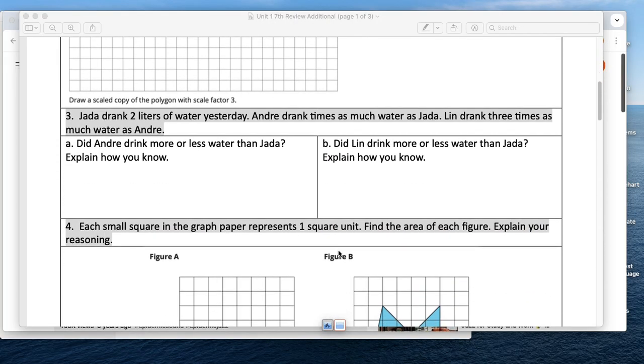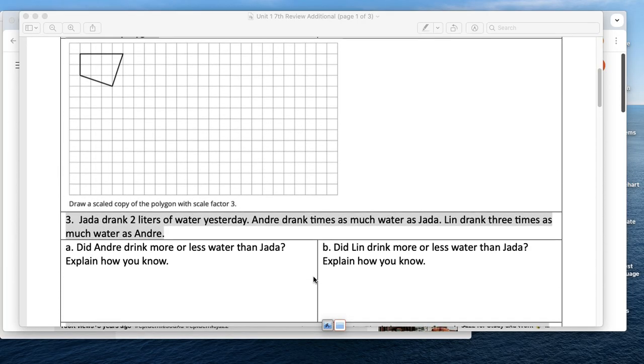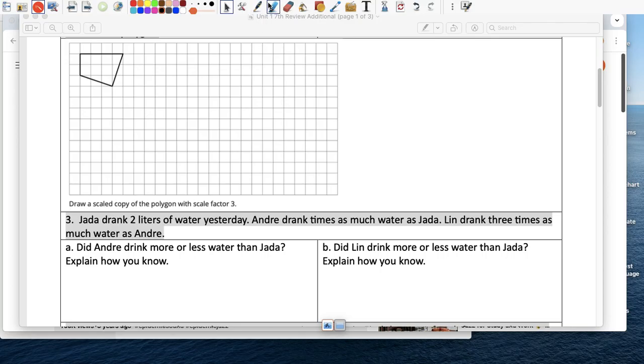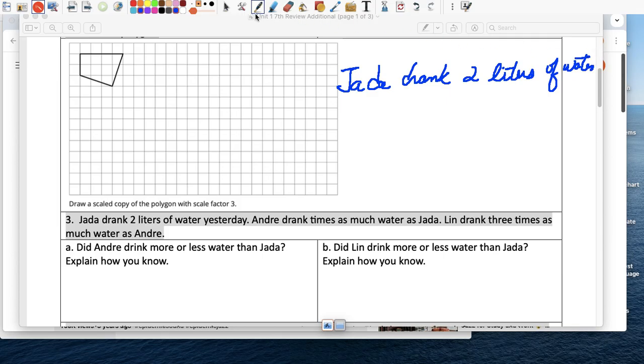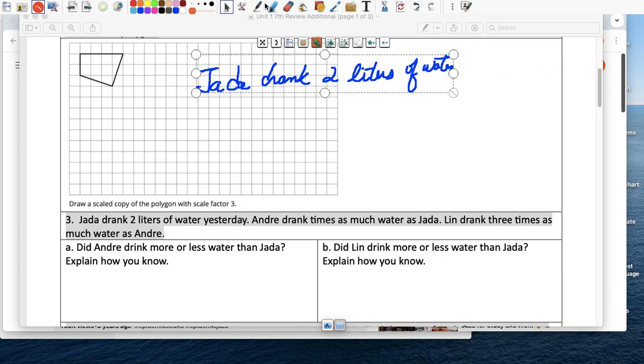Jada drank 2 liters of water. This one is actually a nice little poem. Simple, but it talks about what happens when the scale factor is greater than 1, less than 1, or equal to 1, in terms of drinking water. So let's write that Jada drank 2 liters of water. I'm going to take this and move it. 2 liters of water.